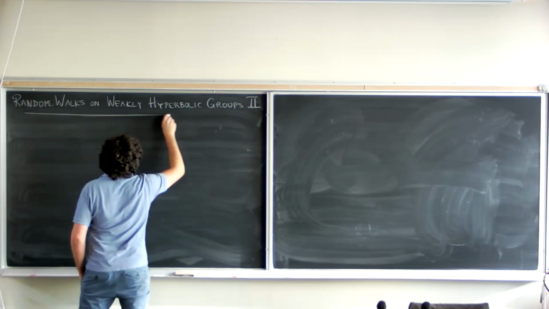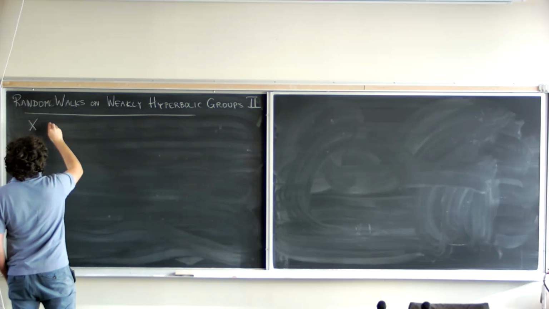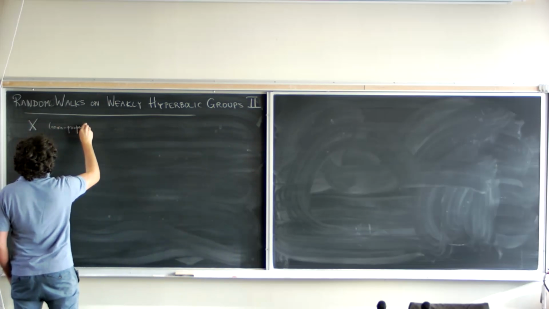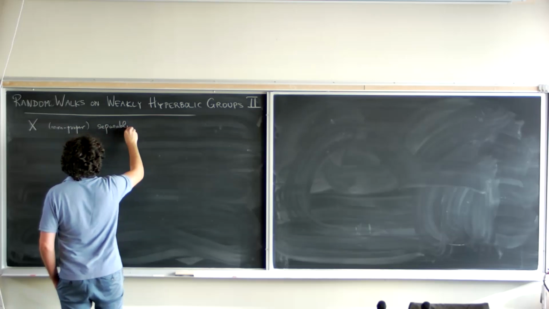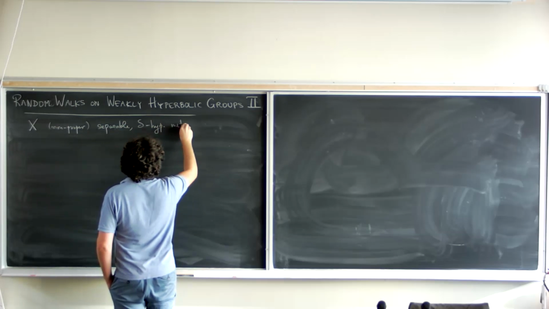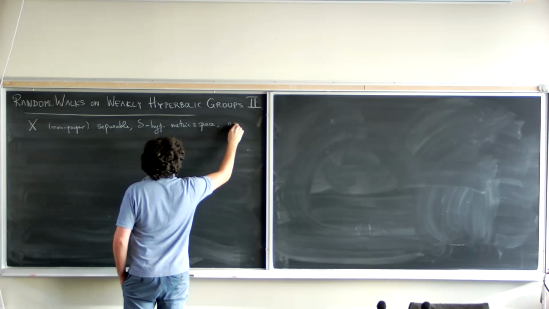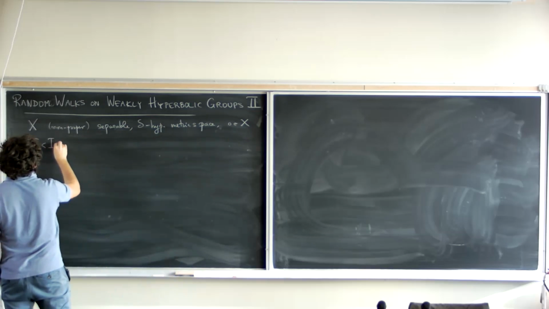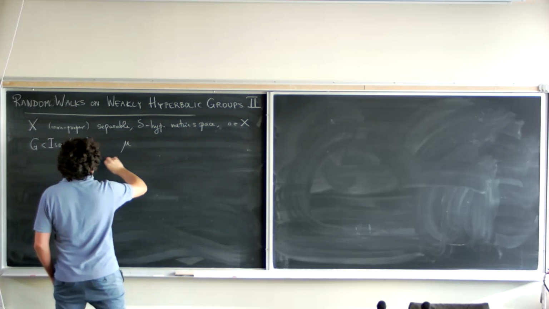Right. And so the setting here was that X is a, maybe non-proper, separable delta hyperbolic metric space. Okay, we take O as a base point, we take G a group of isometries, and we take mu a non-elementary measure on G.